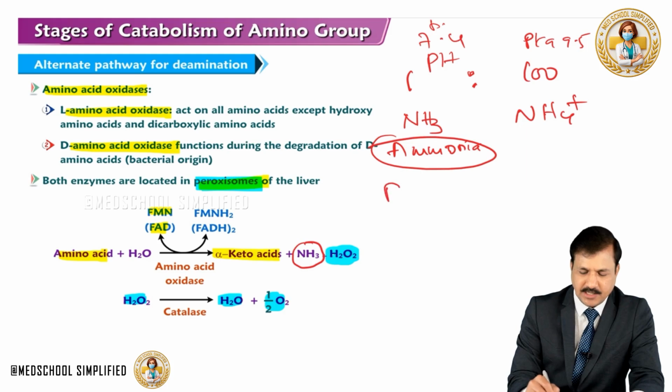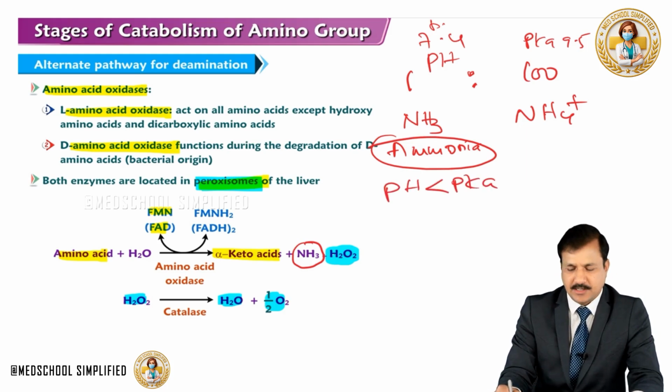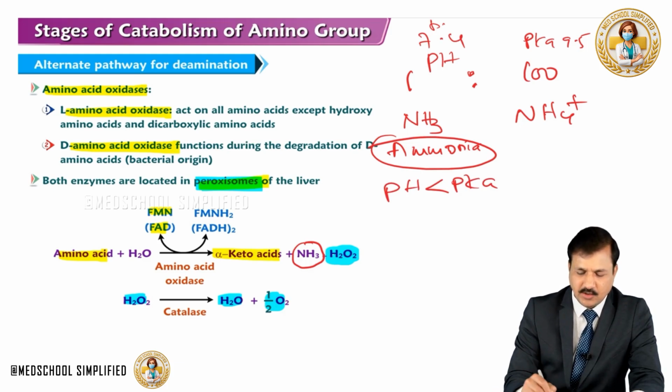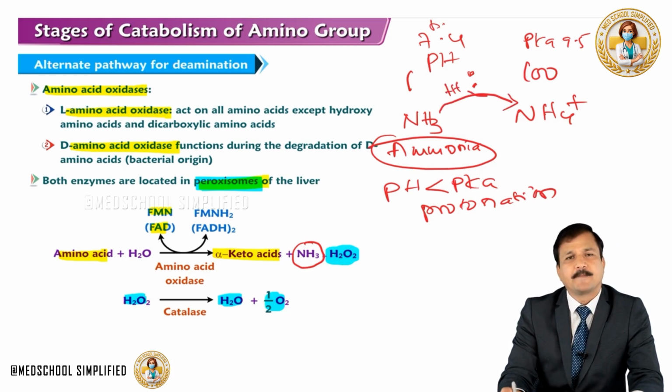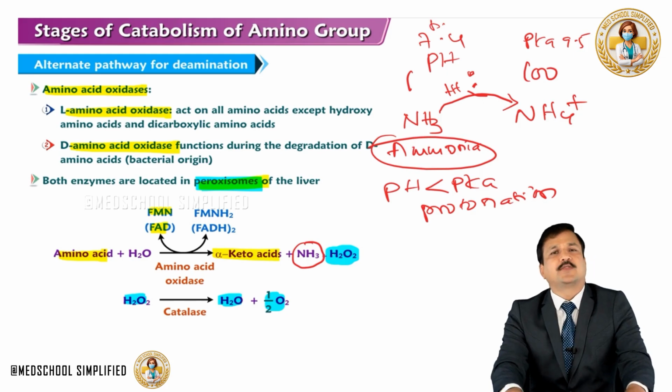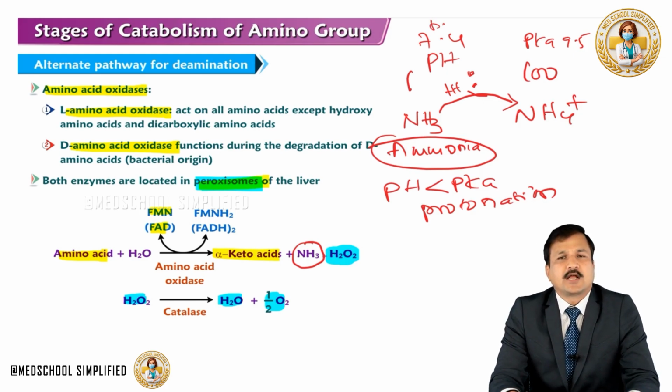So that means pH is less than pKa. So when a pH is less than the pKa of the group, the group will undergo protonation. So the molecule exists predominantly in its protonated form. That means ammonia will be protonated to become ammonium ion. That's why the majority of the ammonia in the transamination reaction will be present as ammonium ion.